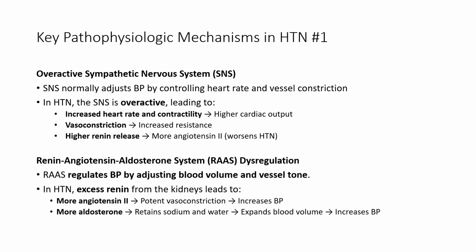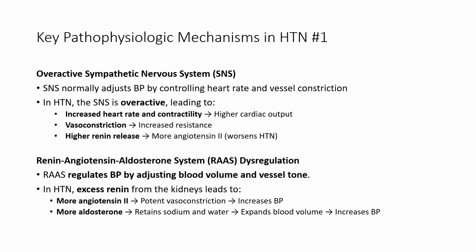So, some key pathophysiologic mechanisms of hypertension. First, an overactive sympathetic nervous system. The sympathetic nervous system normally adjusts blood pressure by controlling heart rate and vessel constriction. In hypertension, the sympathetic nervous system is overactive. This is going to lead to increased heart rate and contractility, so that will lead to higher cardiac output. We'll see vasoconstriction, which is going to increase our peripheral resistance, and then higher renin release. So we're going to have more angiotensin II, which also will worsen hypertension.